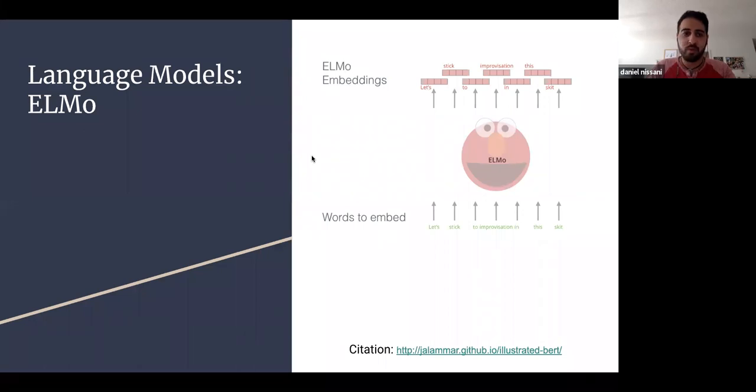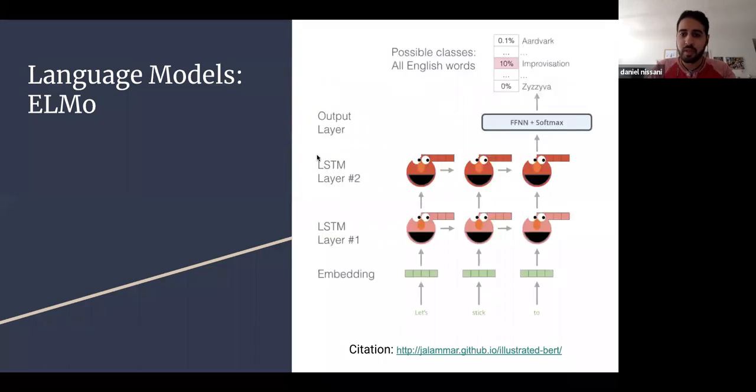So how does Elmo work? So here we have Elmo. Elmo works with LSTM layers. LSTMs are a type of RNN. I'm not going to go through the architecture because that would be a whole other talk in terms of how LSTMs work. But LSTMs are a type of RNN that take care of vanishing and exploding gradient problems.